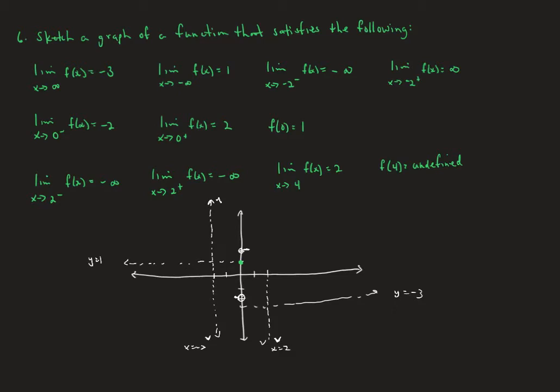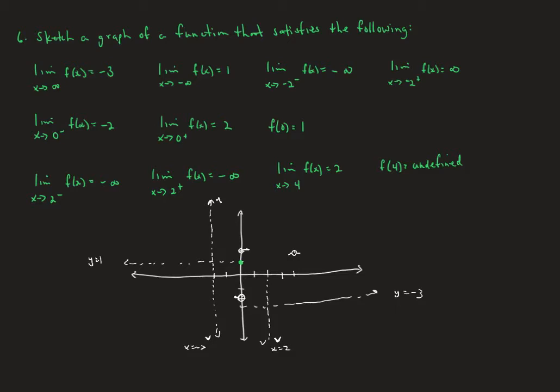As we approach 4, the limit is going to be 2. So that's going to be on both sides. So I'm going to put a tail on both sides. And the actual function is undefined there, so we'll just leave it blank. There will be no point that has an x-coordinate 4.